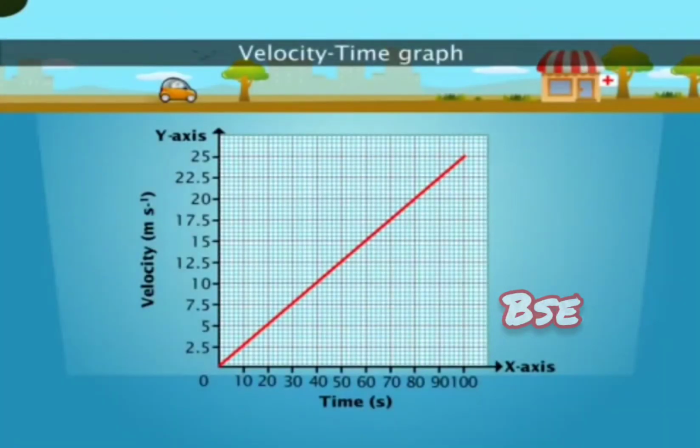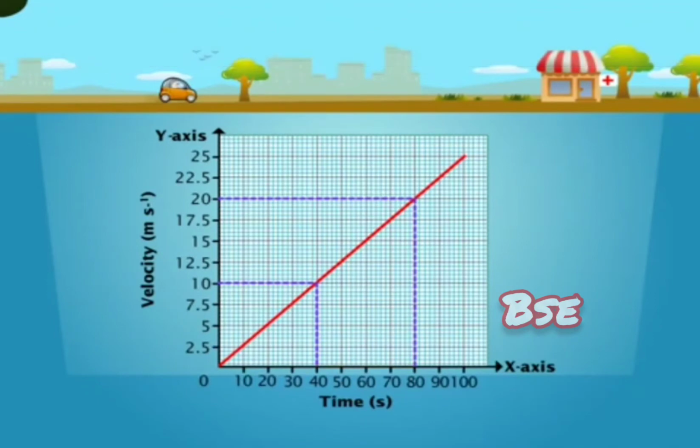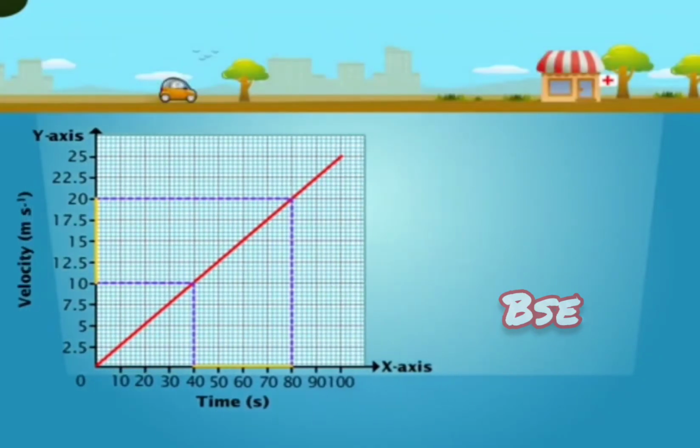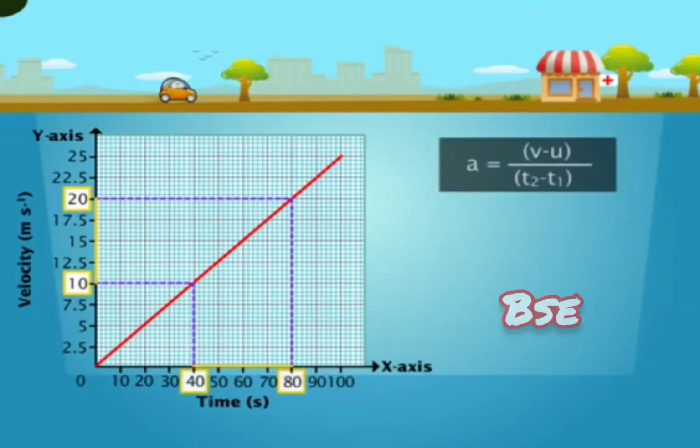Now look at the graph again. You can see here that the car increased its velocity from 10 meters per second to 20 meters per second in a span of 40 seconds. The change in velocity of an object in unit time is called its acceleration. Acceleration is calculated as the difference in the final and initial velocities divided by the time taken.